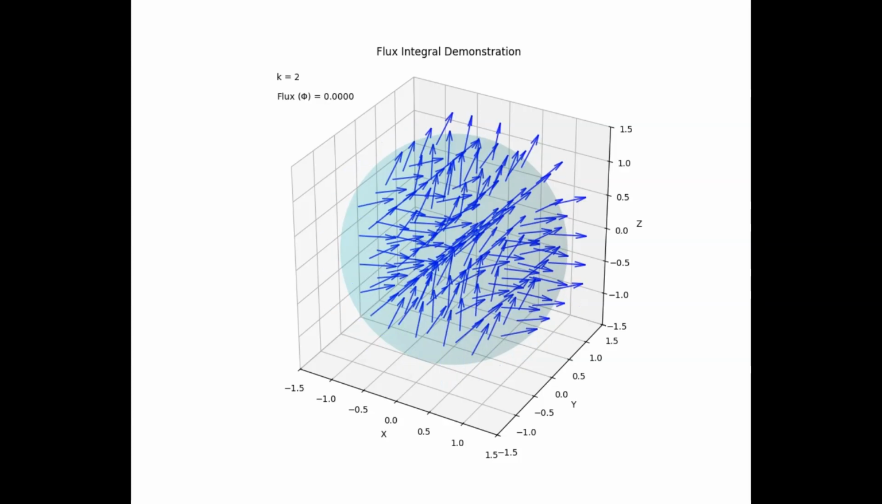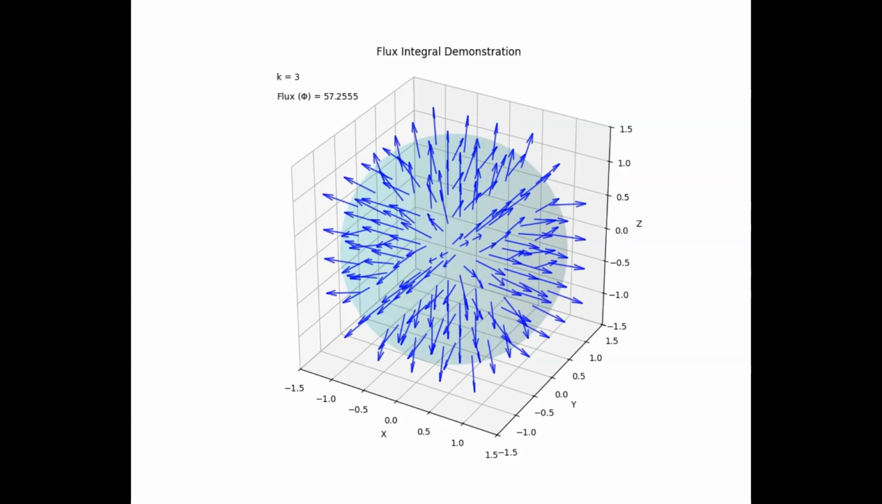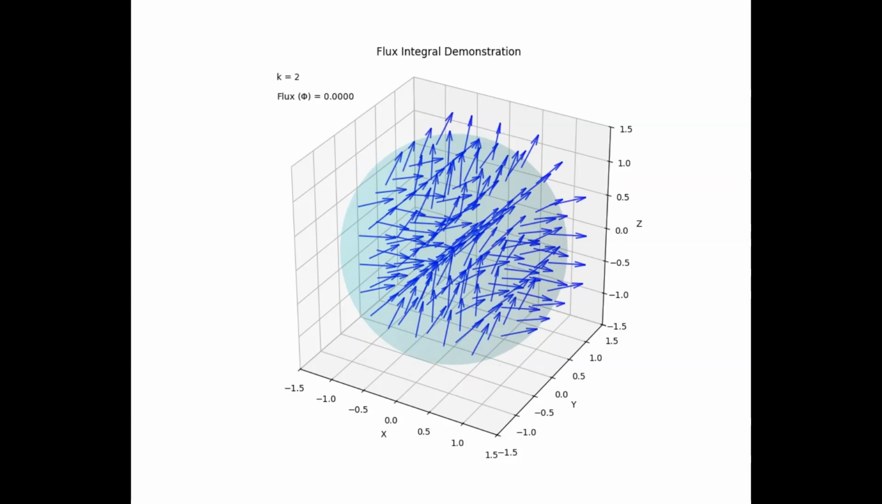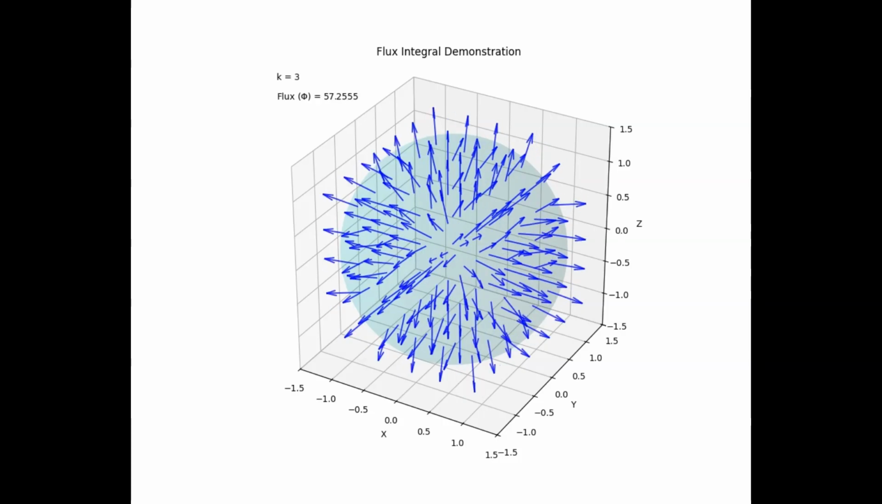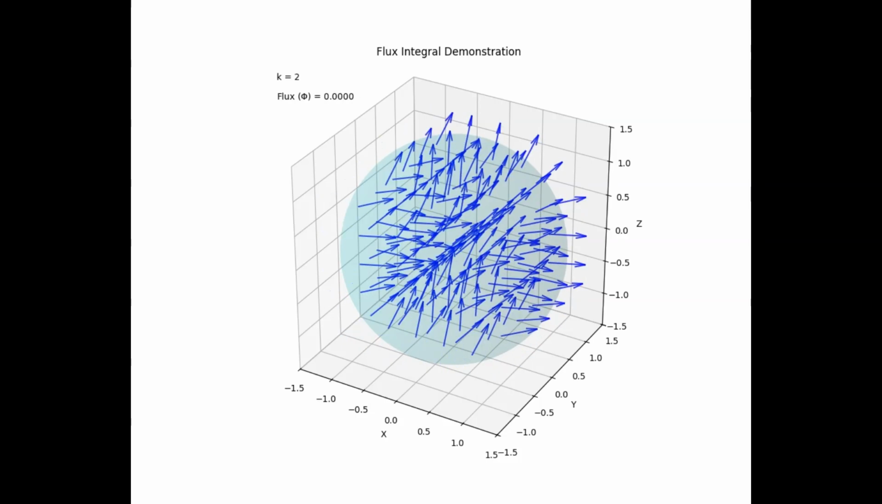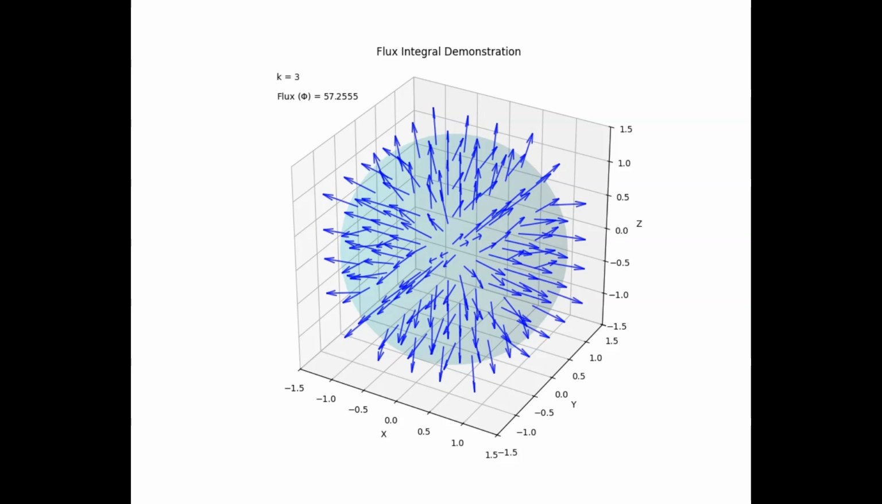To determine how much of a field is passing through the surface of a sphere, we can use a powerful principle that allows us to look at the source of the flow inside the volume instead of just measuring the surface. This principle reveals that the total outward flow is equal to the sum of all the tiny expansions or contractions happening at every point within the sphere.